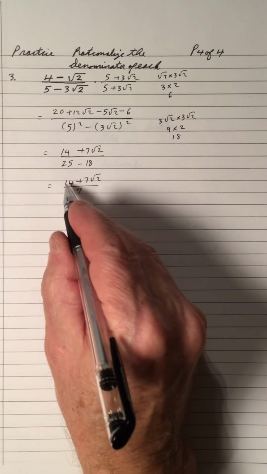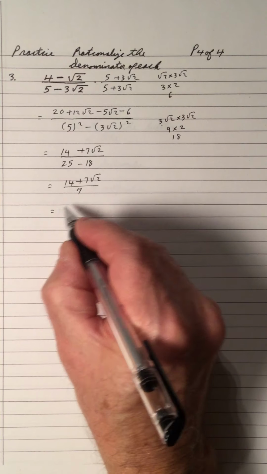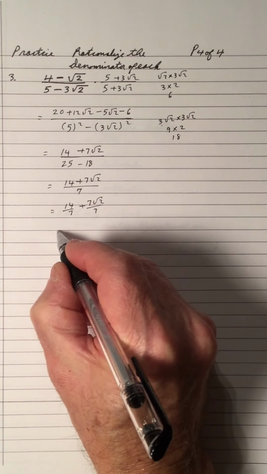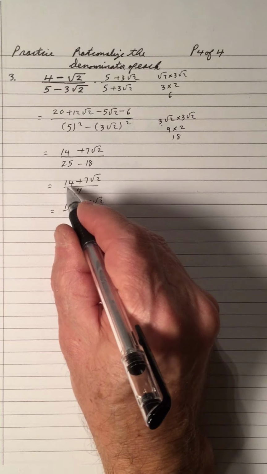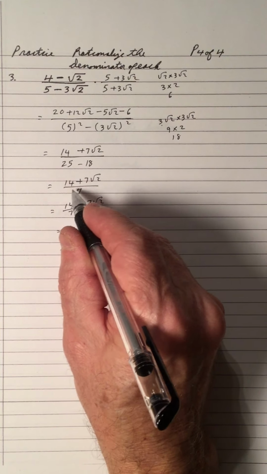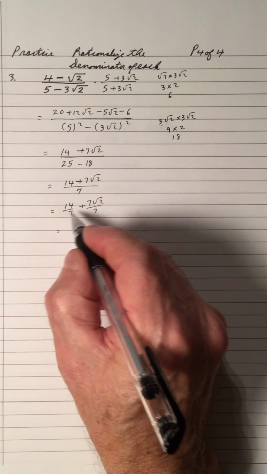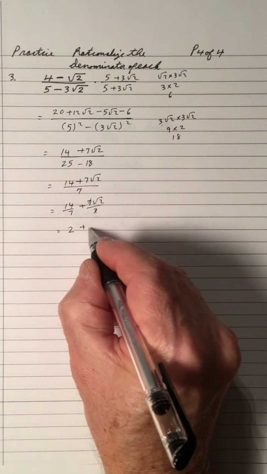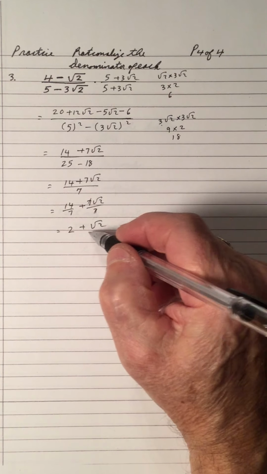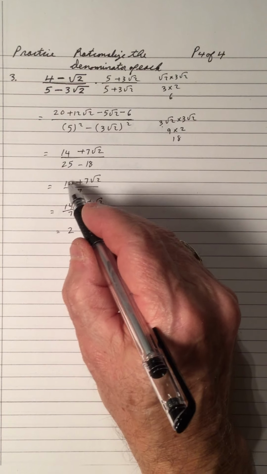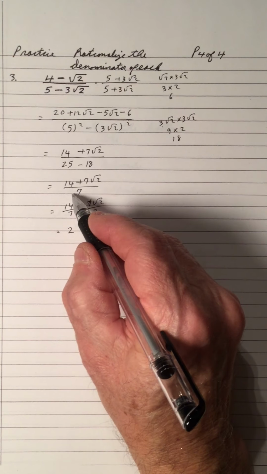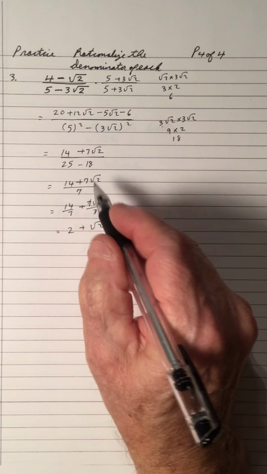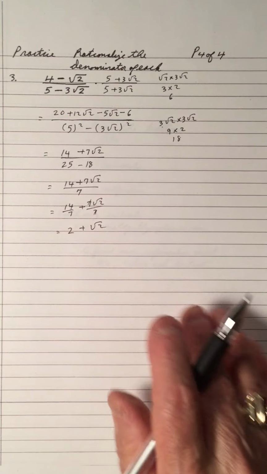And 7 will go into both of these. Notice, if you want, you can say 14 divided by 7 plus 7 root 2 divided by 7. Remember, you can take this fraction here and express it as the sum of two fractions. 14 divided by 7 is 2. 7 divided by 7 is 1. So that's just 2 plus root 2 as your final answer. You would not be able to leave it like this unless you divide 7 into both of them. 7 into 14 goes 2. 7 into 7 goes 1. So you have to simplify this further.